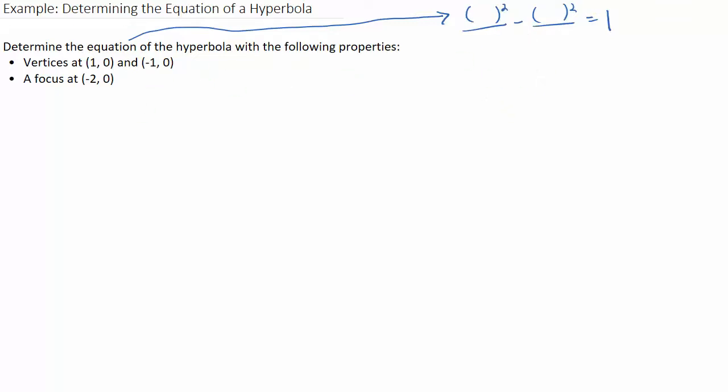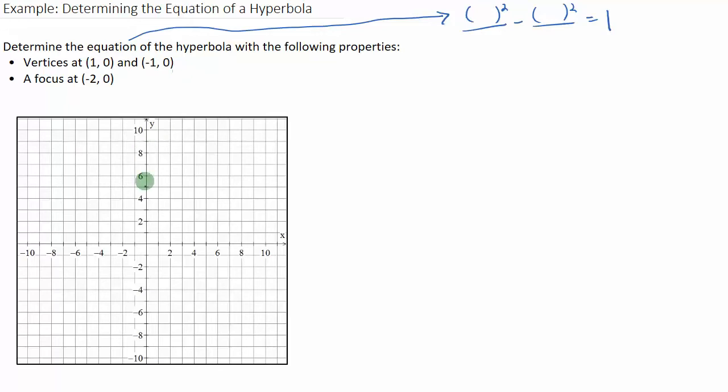So I'm going to be using a graph to plot this information and do some side work, hopefully to help me determine all the pieces of the equation that we need to find. Okay, so let's put a graph in there. And let's plot what is given to us here in black. So I've got a vertex at 1, 0, and another one at negative 1, 0. So a vertex and a vertex.